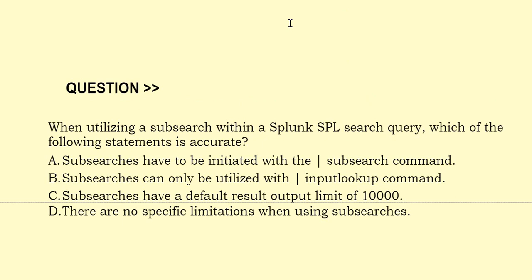When utilizing a subsearch within a Splunk SPL search query, which of the following statements is accurate? Option A, subsearches have to be initiated with the subsearch command. Option B, subsearches can only be utilized with the inputlookup command. Option C, subsearches have a default result output limit of 10,000. Option D, there are no specific limitations when using subsearches. The correct answer is option C.